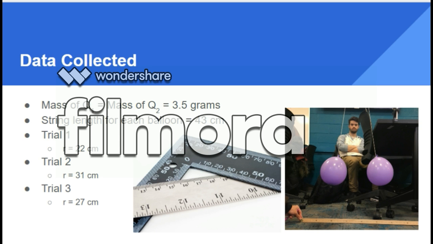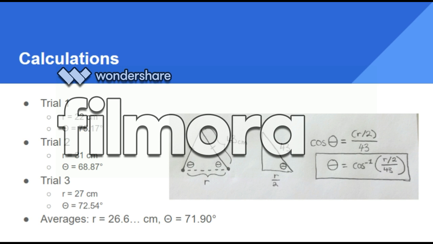For trial 1, our distance was 22 centimeters. For trial 2, our distance was 31 centimeters. In trial 3, our distance was 27 centimeters. Both mass and the string length were constant for each trial. With this data collected, we were now ready to calculate the charges on the balloons.